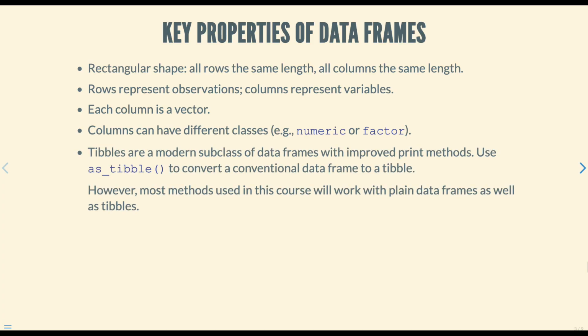Tables are a modern subclass of data frames with improved printing. The as_table function can convert a plain data frame into a table. However, most of the time, old-fashioned data frames will work just fine for us.